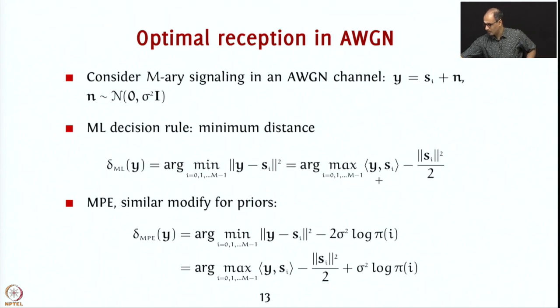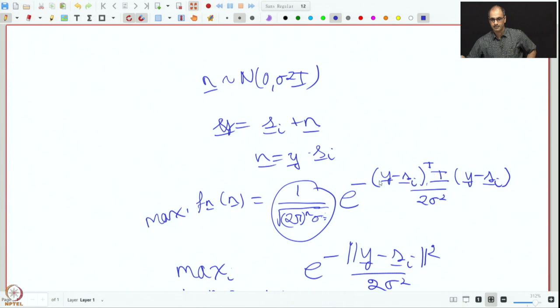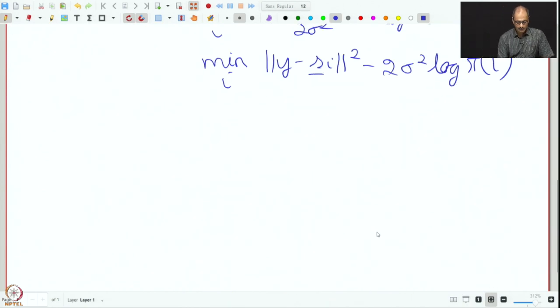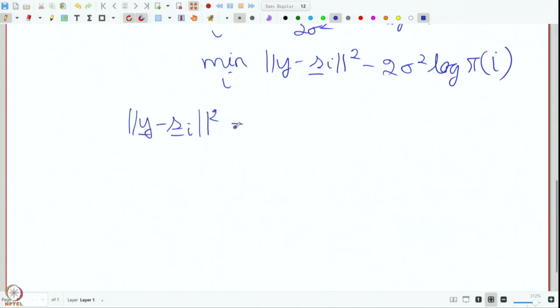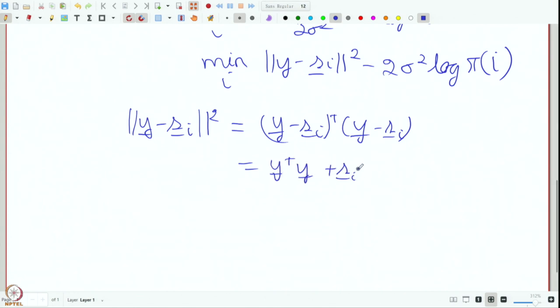So maybe I'll just do this once for you. If you look at norm y minus si square, that is equal to y minus si transpose y minus si, replace with Hermitian for complex, which is equal to y transpose y plus si transpose si minus 2 inner product y si. This can be done either using the vectors or using the function integration also.